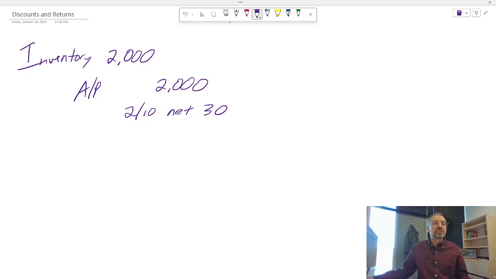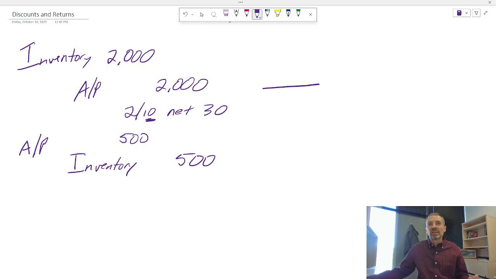So now I have to do a purchase return, which means we did this kind of journal entry already, but I am returning $500 in inventory, and I am taking $500 off the bill that I owe the supplier. So I reduce accounts payable $500, reduce inventory $500. And then still within the discount period, still within that 10 days, I pay off what's left.